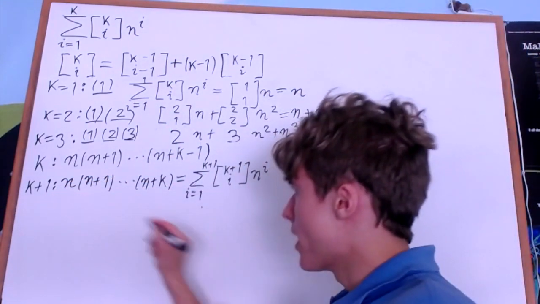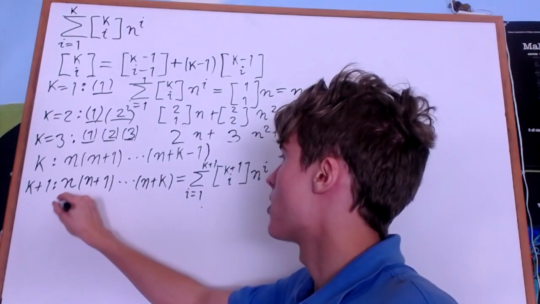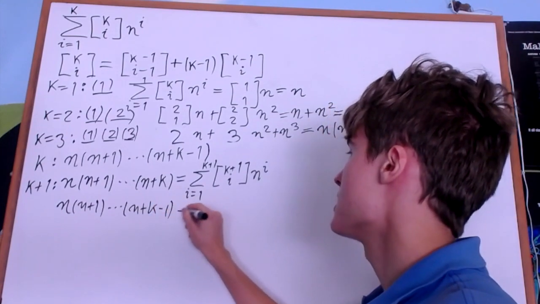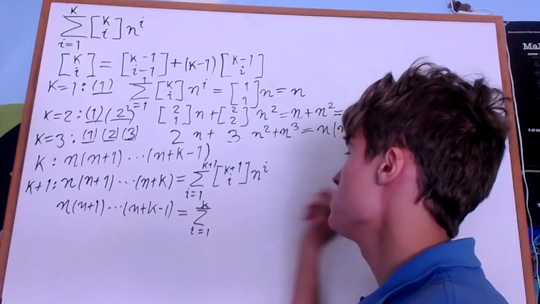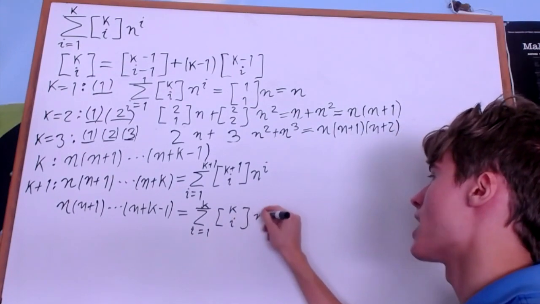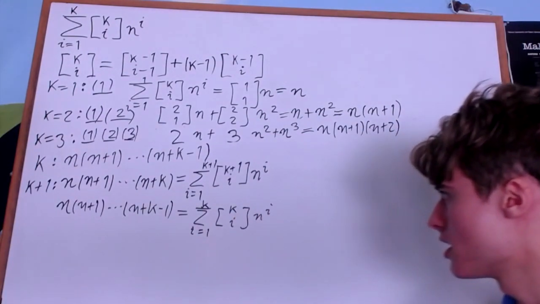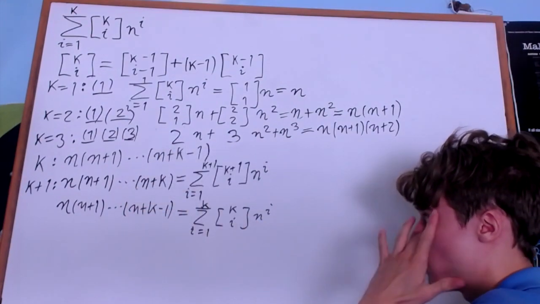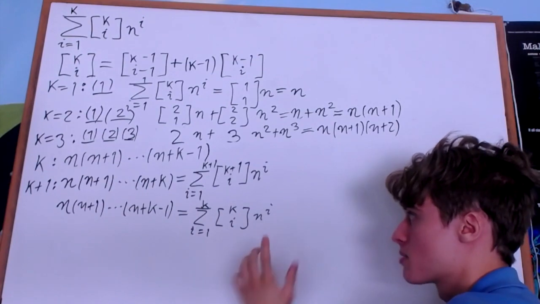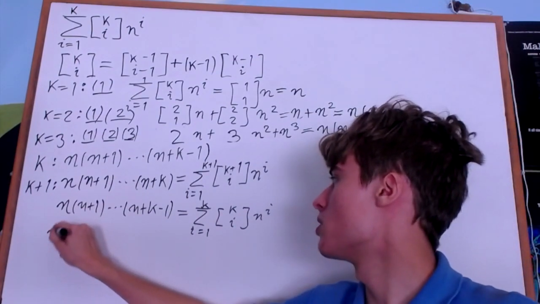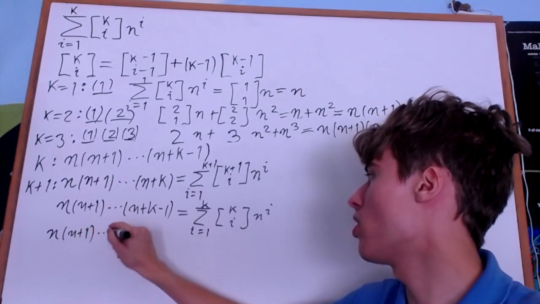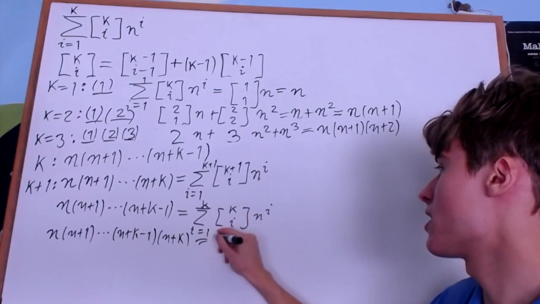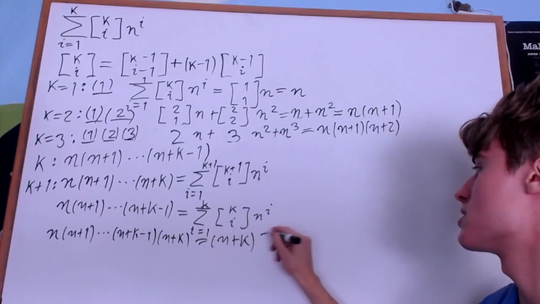Well, I'll go ahead and rewrite the statement for k, except all out explicitly, and it's n times n plus 1 all the way up until n plus k minus 1 is equal to the sum from i equals 1 to k of Stirling k, i times n to the i. Alright, what can I do with this formula to figure out this formula? Well, you might notice I can multiply both sides by n plus k. If I do that, what I have here on the side is n times n plus 1 all the way up until n plus k minus 1, and then times n plus k. And then on this side, I'll have n plus k times this sum.